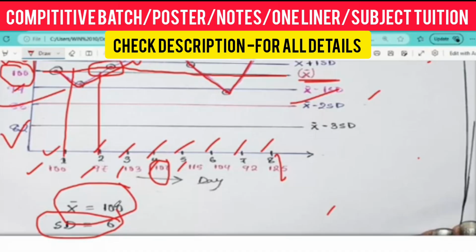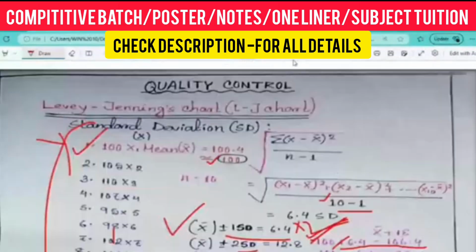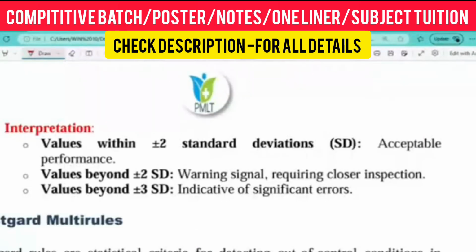Understood? Yes, sir. Okay. Levy-Jennings chart. Any doubt regarding the Levy-Jennings chart? Firstly, you have to calculate like that. That is the Levy-Jennings chart. Now the interpretation is this.